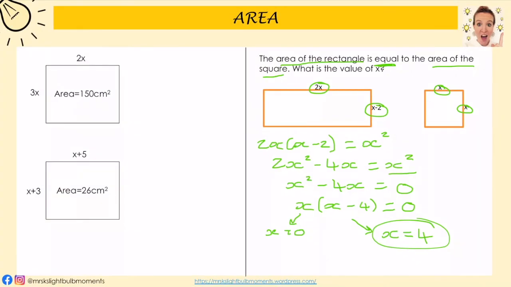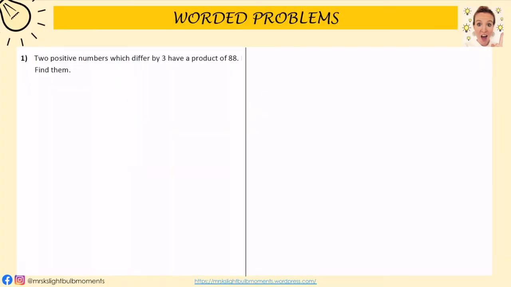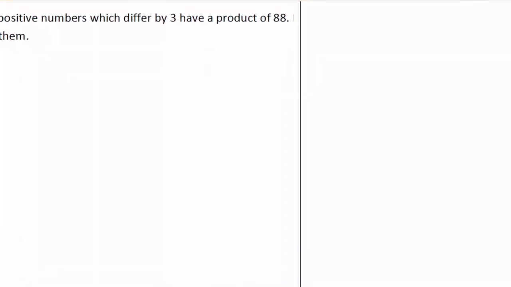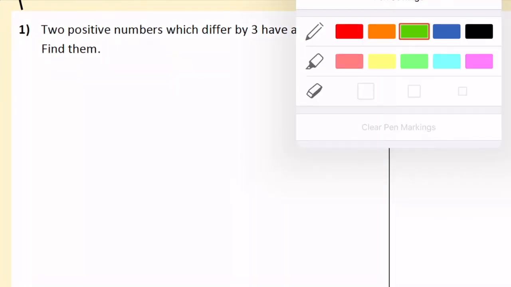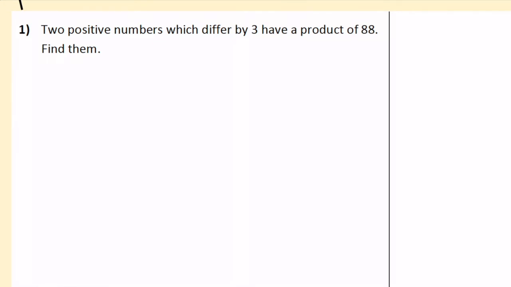Let's move on now and look at some worded questions. So they've got no shapes here, just worded questions. And the tricky bit here is setting them up. I'm going to do the first one with you, and then you're going to have a chance to try the second one. So let's have a look at this one together. 2 positive numbers which differ by 3 have a product of 88. Find them.